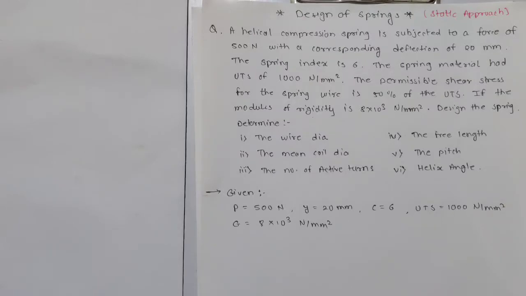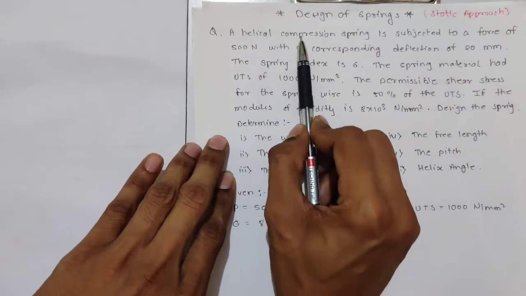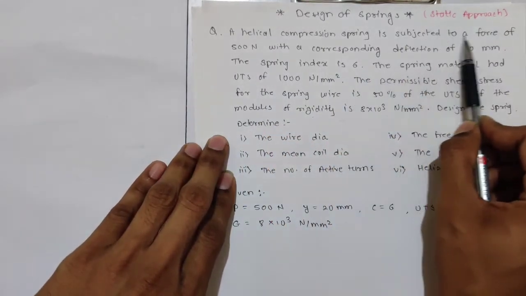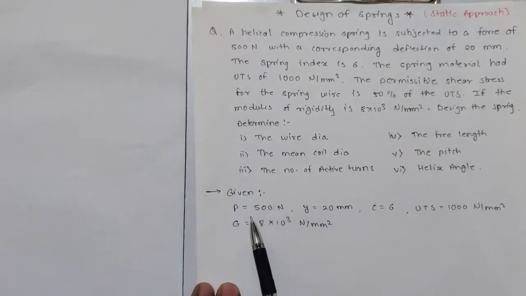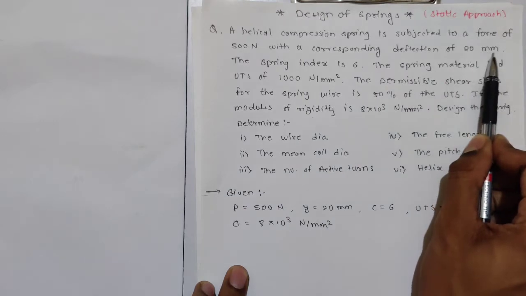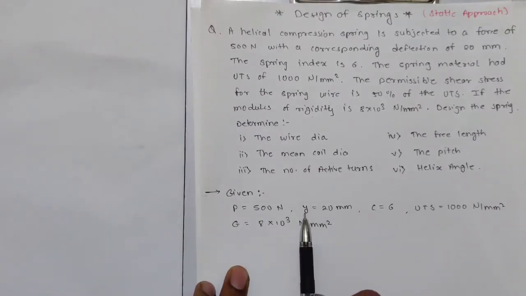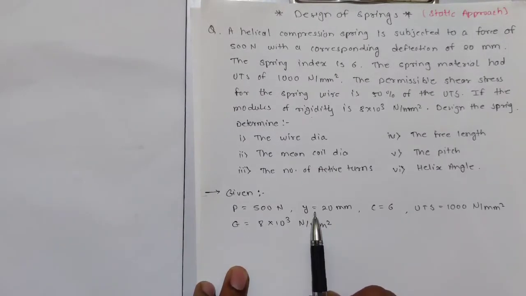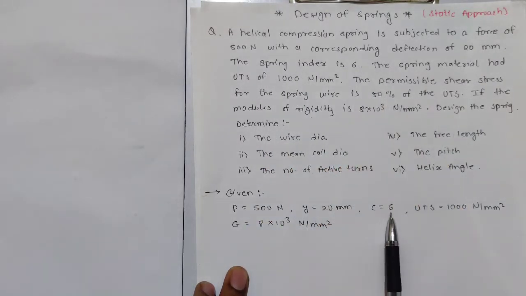So let's start with the first sum. The sum reads: a helical compression spring is subjected to a force of 500 Newton, with a corresponding deflection of 20 mm. So y is equal to 20 mm. I am using the y term; in PSG they use y as the notation. Then the spring index is 6, C is equal to 6.